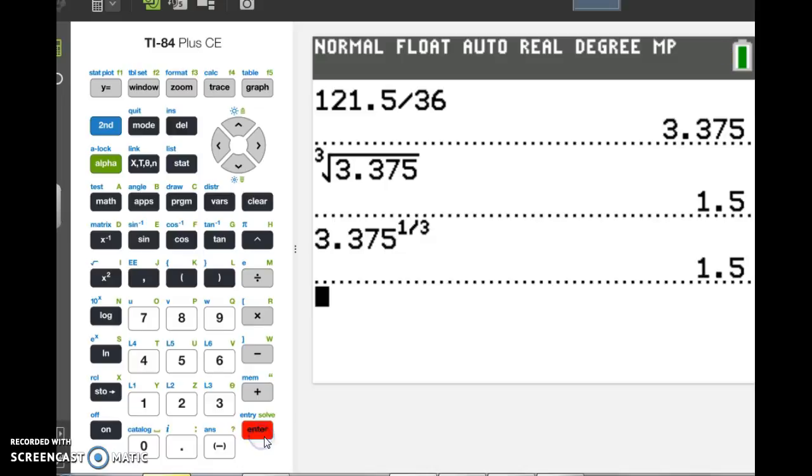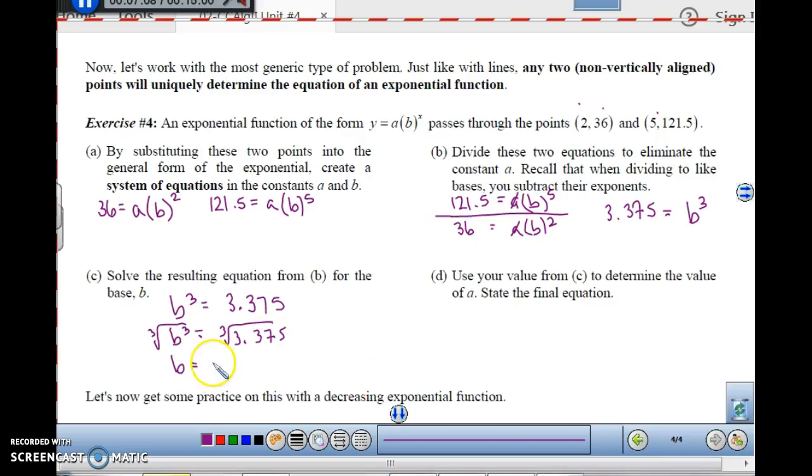You could also do that. You still get 1.5. All right, so b is 1.5. Now use your value from b to determine the value of a. State the final equation.